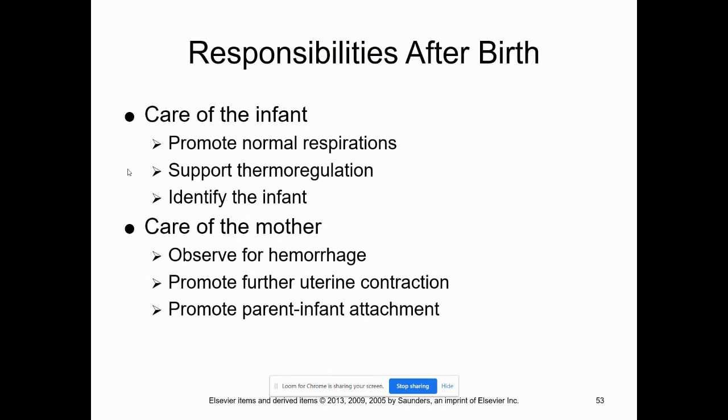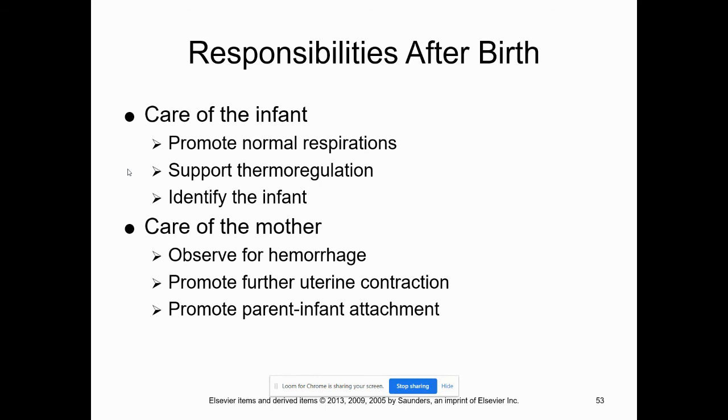The responsibilities of the nurse after the birth of the baby: at Mercy, there will be a transition nurse to help care for that baby, to promote normal respirations, maybe stimulate it to make it breathe, and support its thermoregulation by drying it and putting a cap on its head, and identifying the infant. There are usually 2 identifiers on the baby, on the arm or wrist and an ankle, one on mom, one on dad. And then we have to care for the mom.